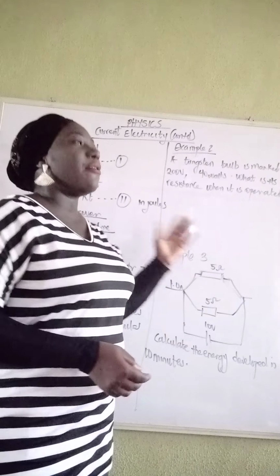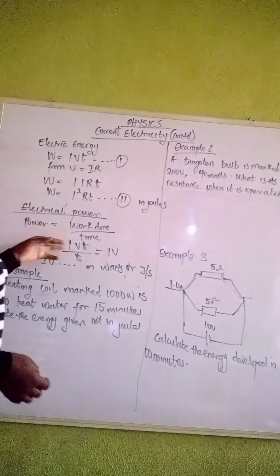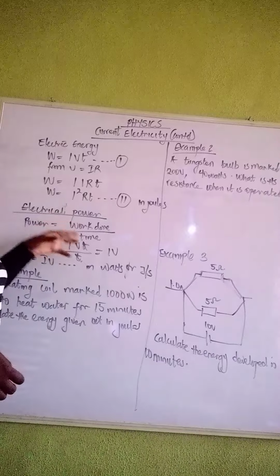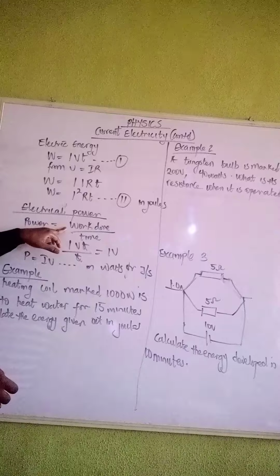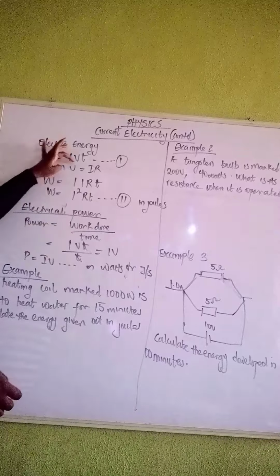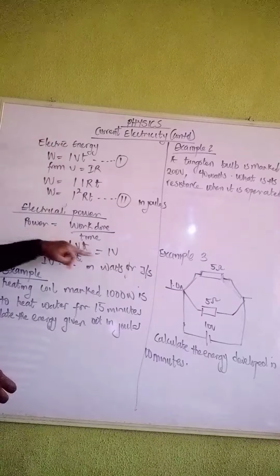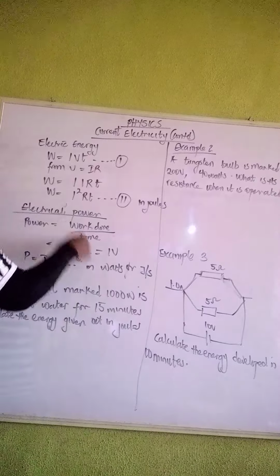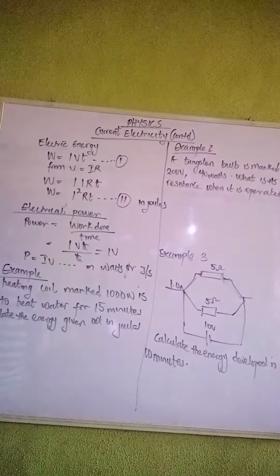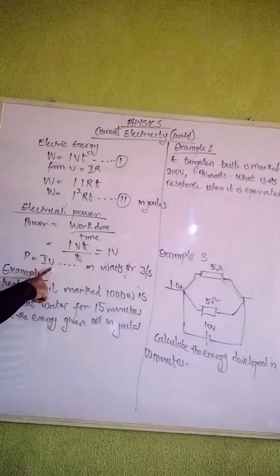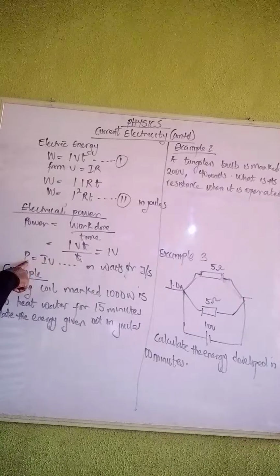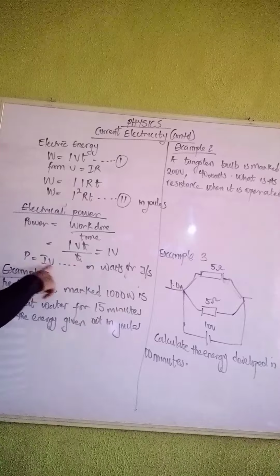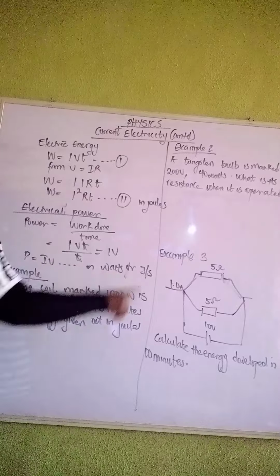Do you get that? Now for power, electric power equals what? Work done over time. Here we've derived our formula for work done, which is IVT. So we have IVT over time, and the time cancels out. So we have P equals IV, that is, P equals current times volts. The unit for power is watts, or joules per second.